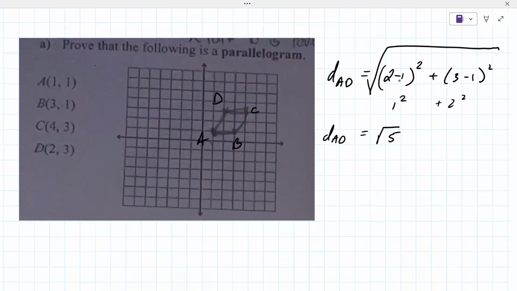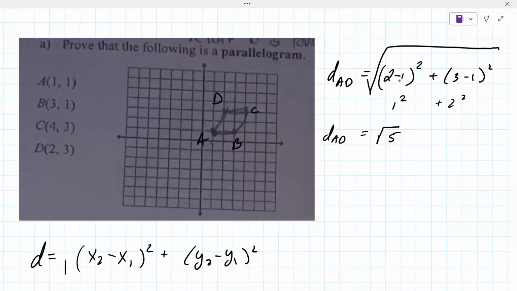X1, Y1, X2, Y2. Yeah. The distance, there are a couple of ways you can write it: it's the square root of X2 minus X1 squared plus Y2 minus Y1 squared. You're looking at the distance from A to D, right? Yes. Okay. Let me just get this down really quick.